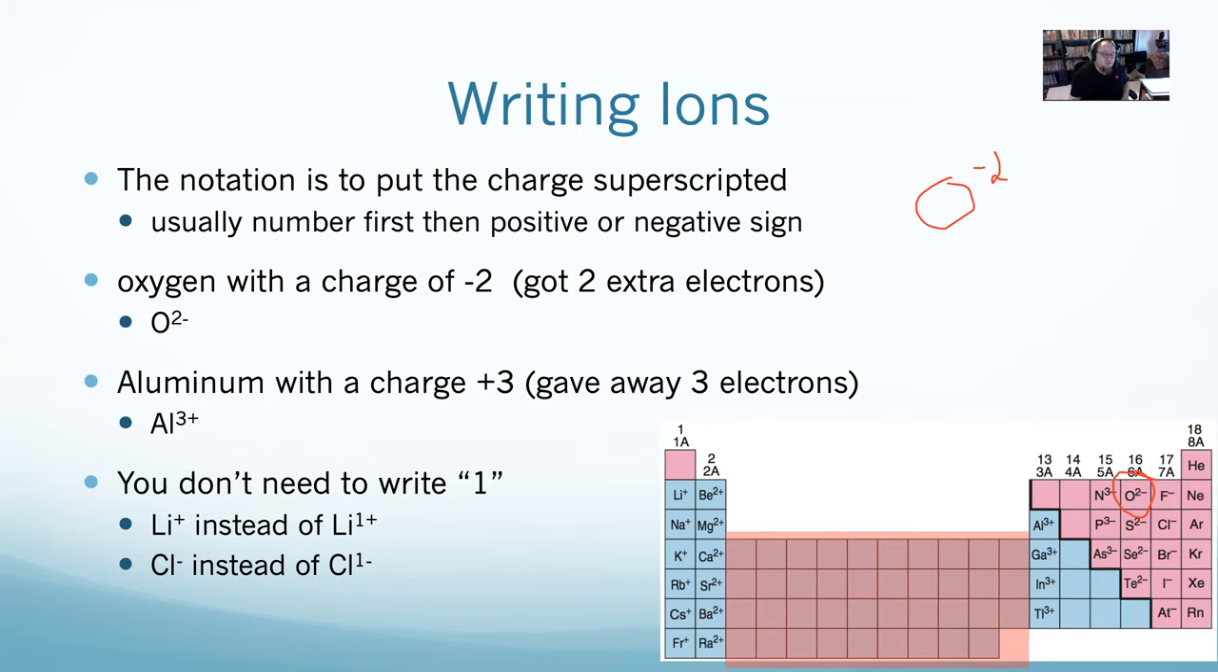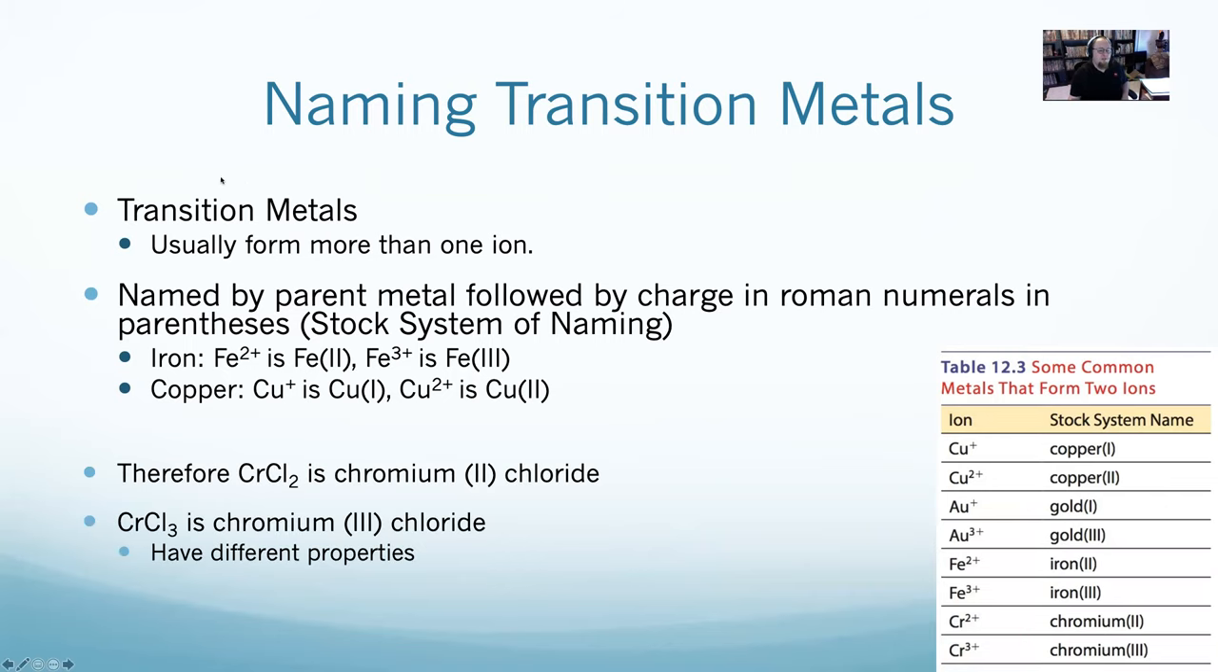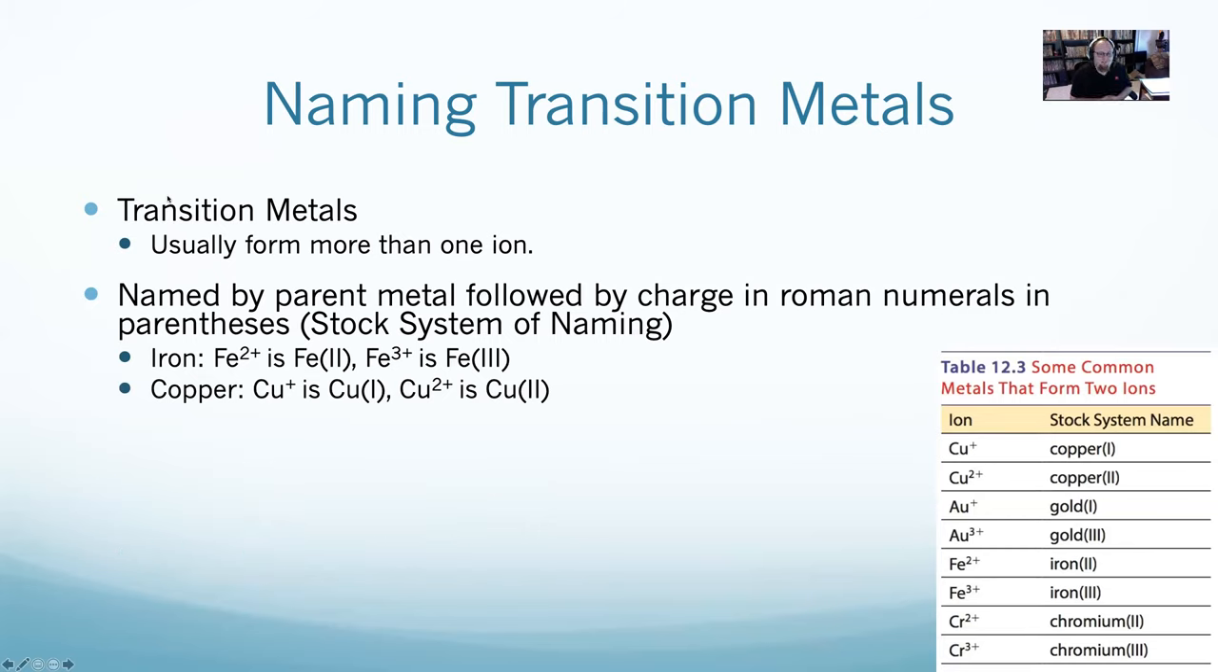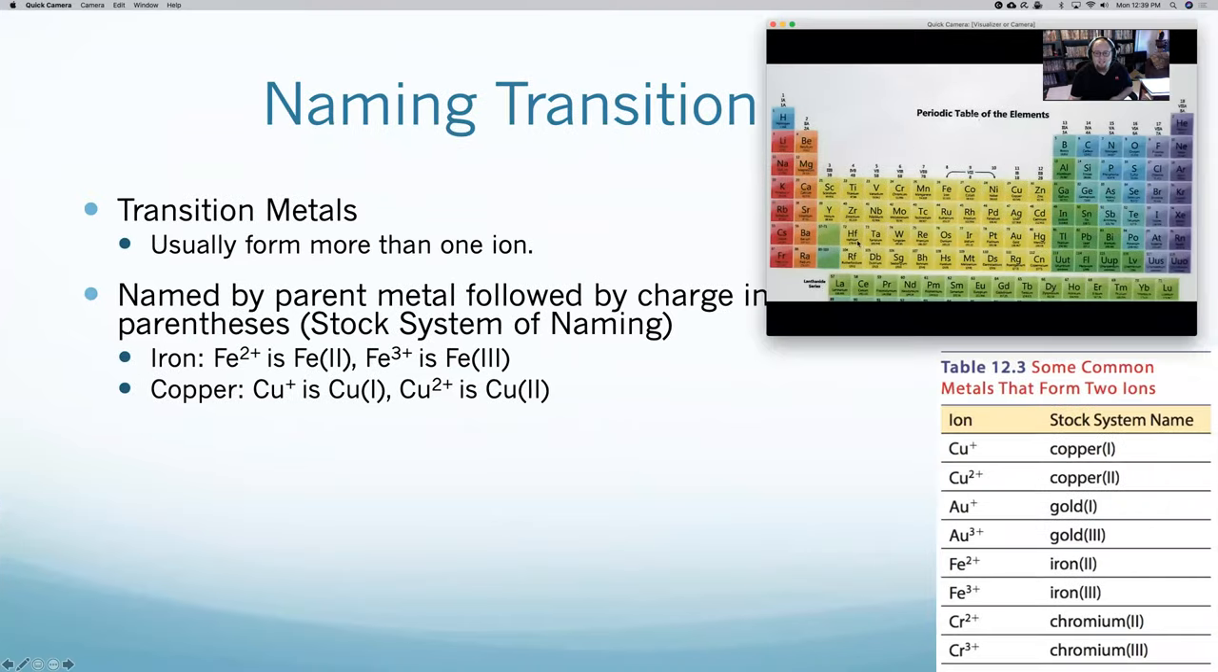The transition metals, they can form multiple ions because they're not necessarily based off valence electrons. Well, they are, but it's more complicated. Take, for example, copper. Copper can form an ion with a charge of plus 1. Copper can also form an ion with a charge of plus 2. Gold can form an ion with a charge of plus 1. Gold can form an ion with a charge of plus 3. All of these yellow ones here and the ones off the bottom can do things like this.